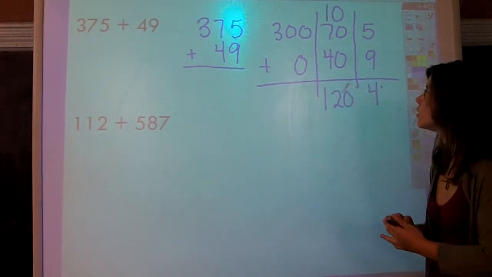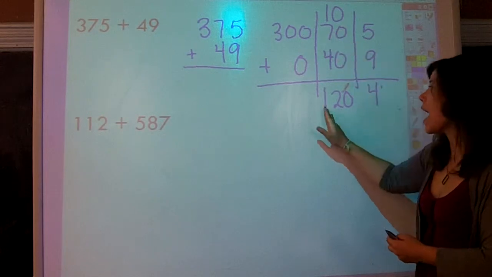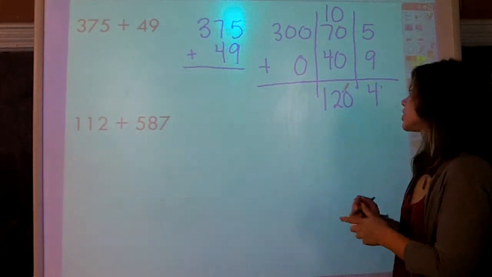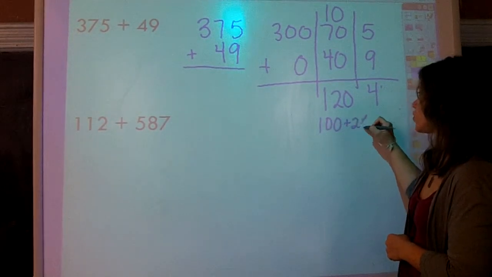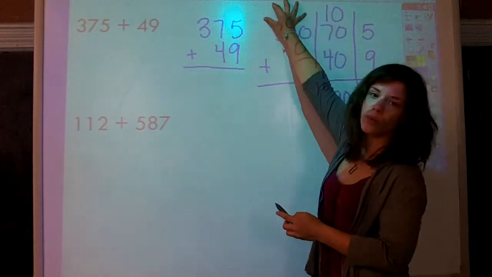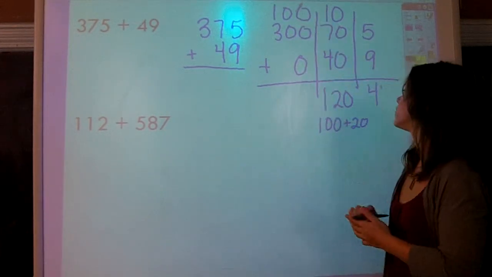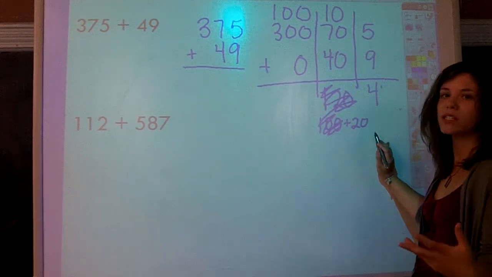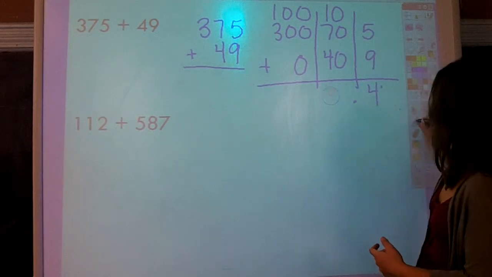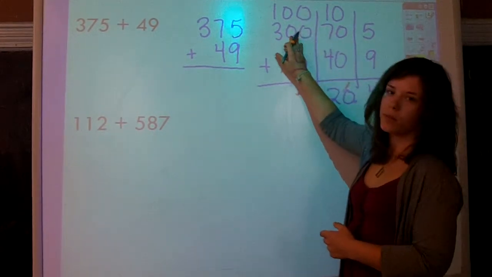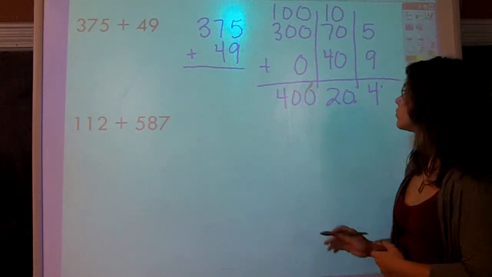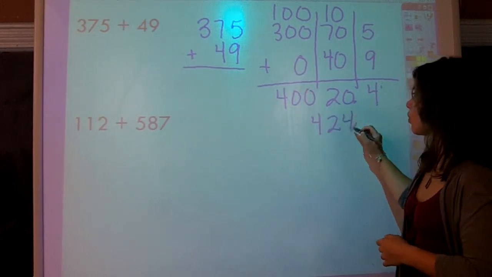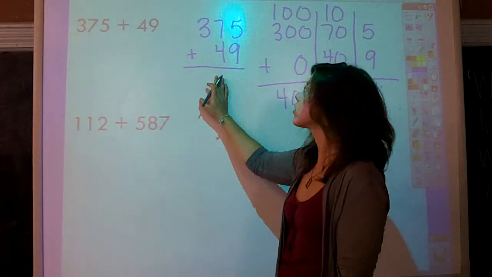Again, this is the 10's place. I have 100 here, and so I need to regroup that 100 and push it over into the hundreds place. If I have 100 plus 20, I regroup my 100 and I keep my 20. Again, I'm going to rewrite to stay organized. Now just add up your hundreds. Combine our numbers. 400 plus 20 plus 4 is 424.